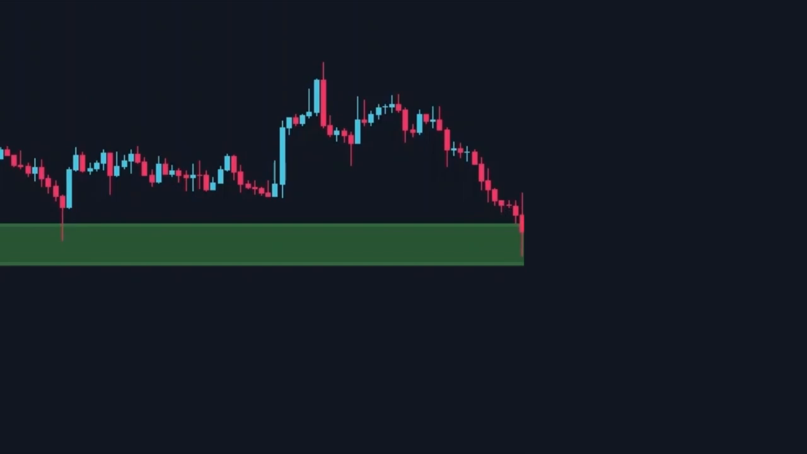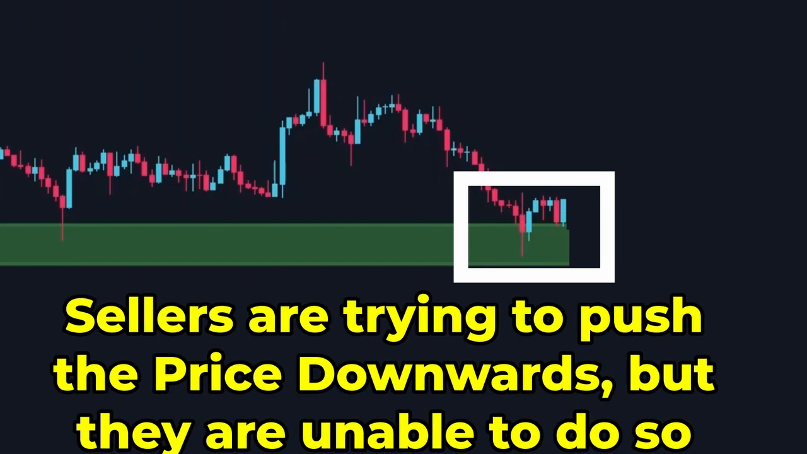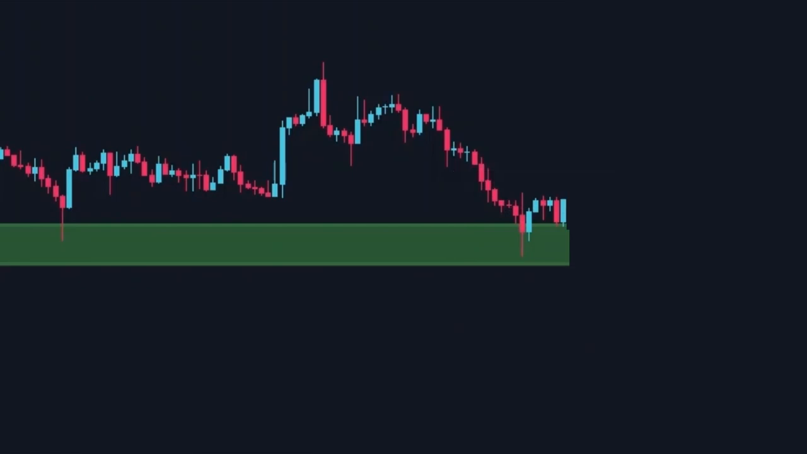The market has finally reached the support zone. Now, here is where the price action would help us. After reaching this zone, the price is making these rejection candles. These rejection candles indicate that the sellers are trying to push the price downwards, but they are unable to do so, as the buyers have gained control of the market. But we cannot go long just by seeing these rejection candles.